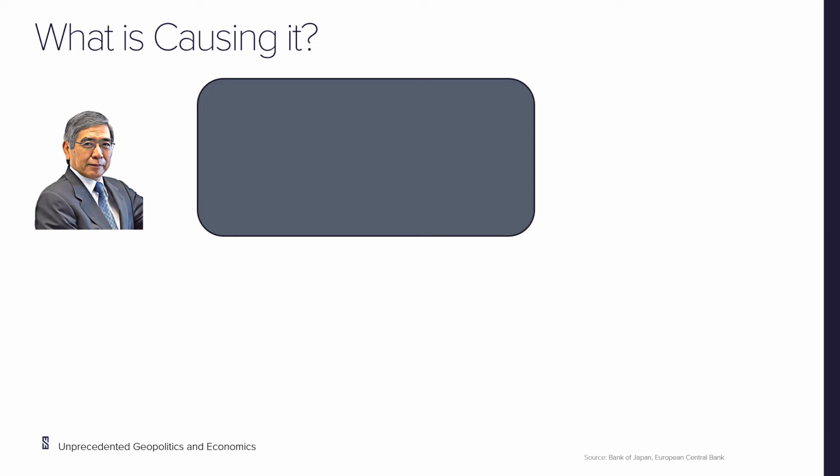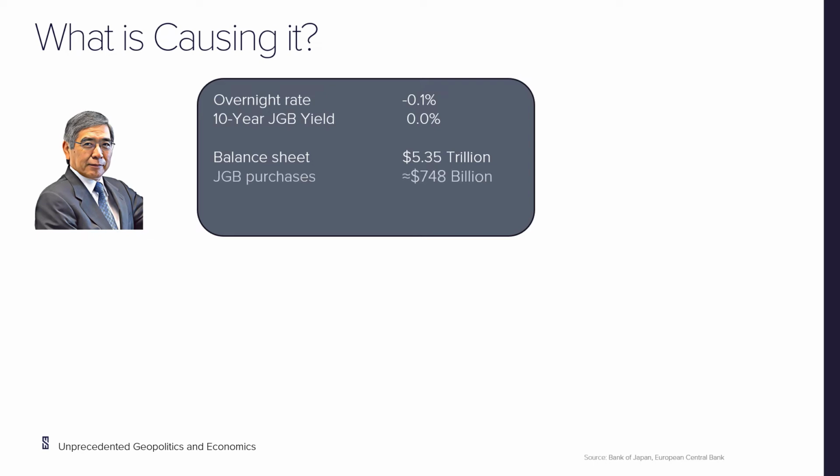Let's take a look at our friend here, Mr. Kuroda. He and his colleagues from the Bank of Japan have set the overnight rate at negative 0.1%. And they have a target of 0% interest for 10-year Japanese government bonds. And that's not all. They've been busy, month after month, year after year, buying assets, to the point where their balance sheet now stands at $5.35 trillion US dollars. And they're not done. They continue purchasing with annual targets of 748 billion Japanese government bonds, an additional 56 billion of Japanese stock exchange traded funds, and just shy of $1 billion in Japanese real estate investment trusts.